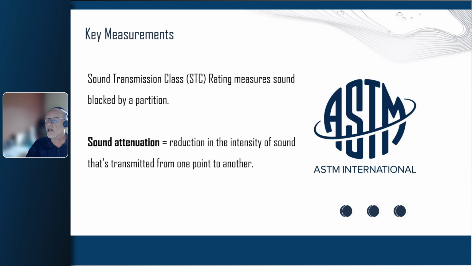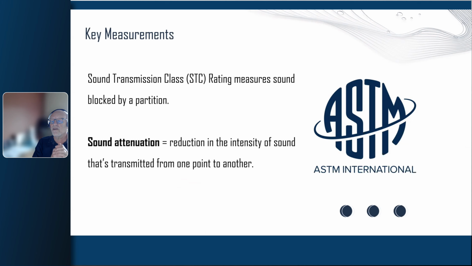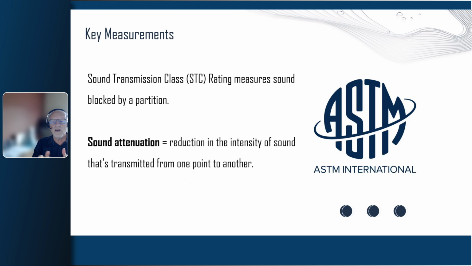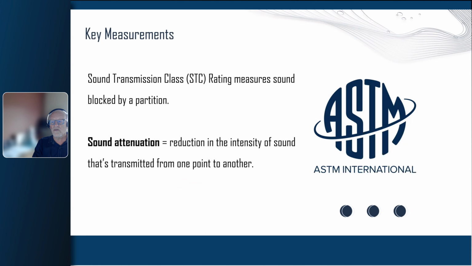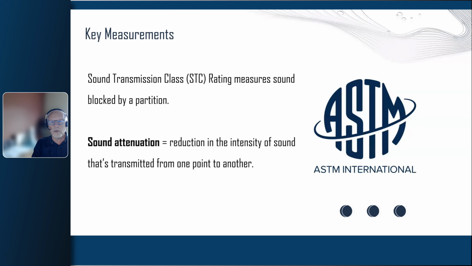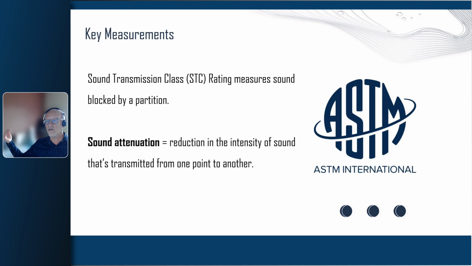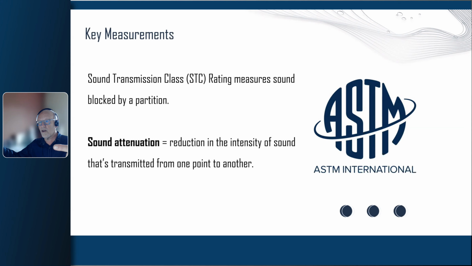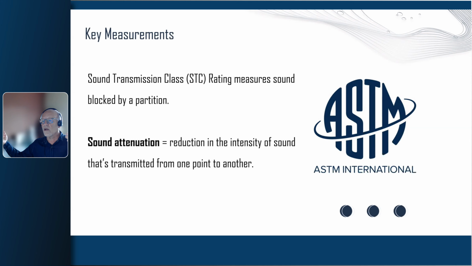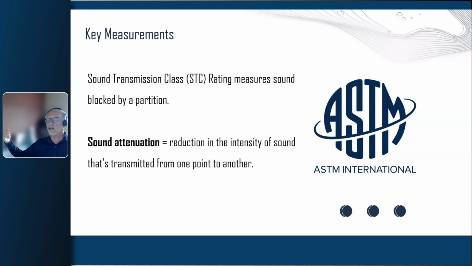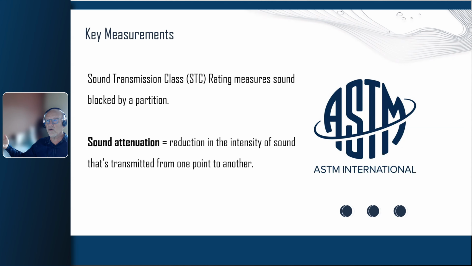So sound transmission class, I talked about STC before, and that measures the reduction of the intensity of sound that's transmitted from one point to another. In other words, very simply, you've got a door that's open and you've got noise coming. You're inside, let's say, a classroom that's got music in that classroom, and you're out in the hall and you don't want that noise to leak out into the hall. So how are you going to control the sound attenuation in that room so you don't impact other people?